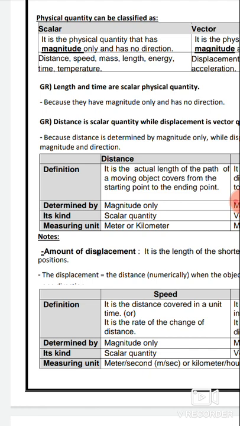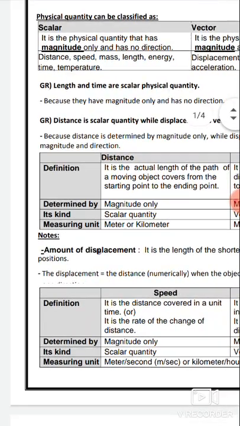Let's now know the differences between two very important physical quantities, which are distance and displacement. Let's start with the distance. Distance's definition: it is the actual length of the path of a moving object covered from the starting point to the ending point. To be determined, it needs magnitude only, and it is a scalar quantity. Its measuring units are meter or kilometer.